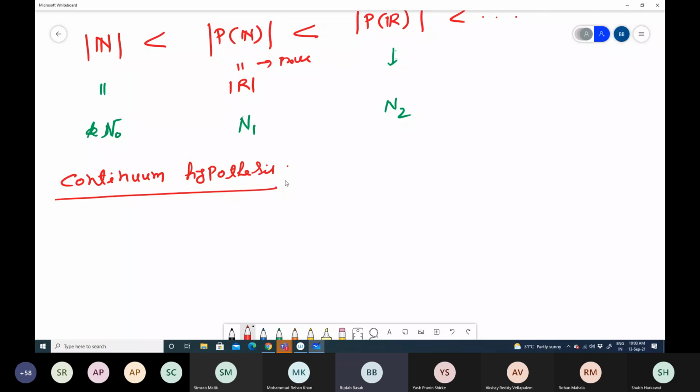Wait, isn't that technically a proof? Like if this cannot be proved, that means you cannot find a set between those two. No. Someone proved that the hypothesis cannot be proved, and someone proved that the hypothesis cannot be disproved. So people assume it as a hypothesis, and we are assuming that this is true.